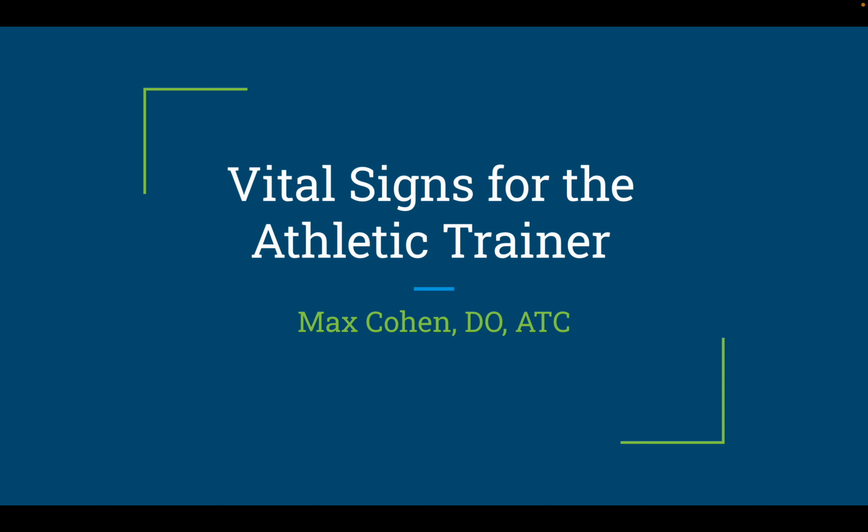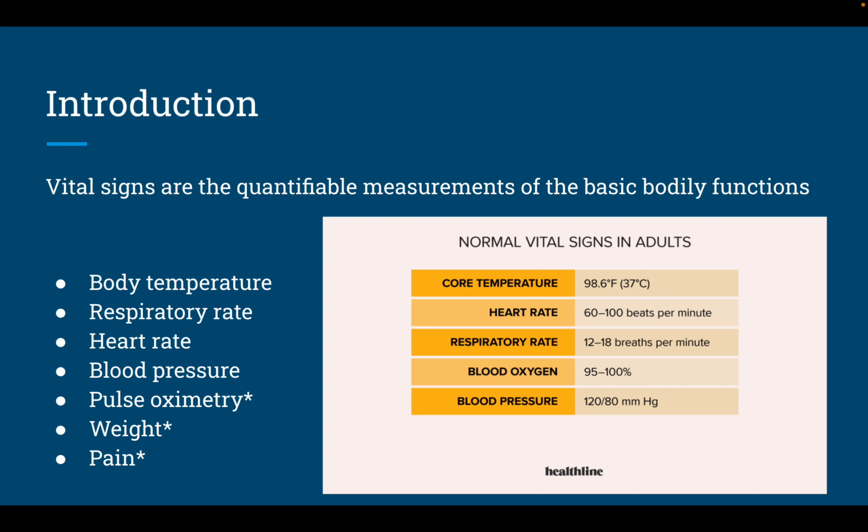And then you'll also be seeing some special topics that will just have video content that will also be posted as well. So let's get started. Vital signs are the quantifiable measurements of the basic bodily functions. This typically includes body temperature, respiratory rate, heart rate, and blood pressure, although oftentimes pulse oximetry will be grouped into that. And then in the office setting, we are typically also assessing weight and pain.